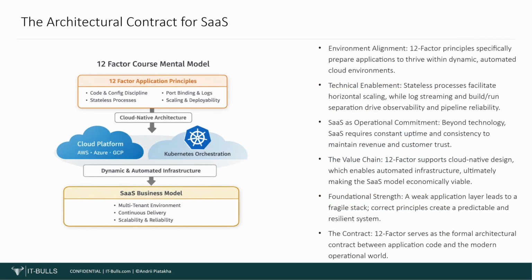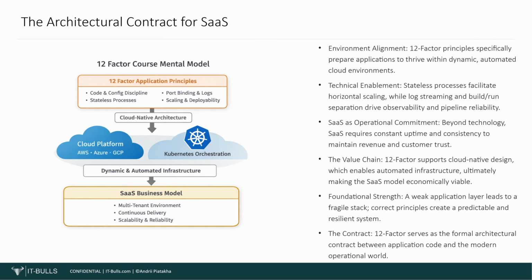This is where the alignment becomes visible. The 12-factor principles prepare the application to live inside this environment. Stateless processes allow horizontal scaling. Externalized configuration enables clean deployment across environments. Log streaming enables centralized observability. Clear separation between build and run makes automated pipelines reliable.